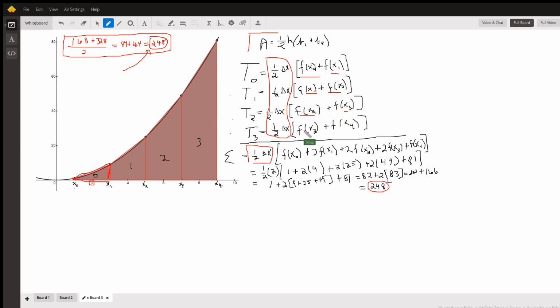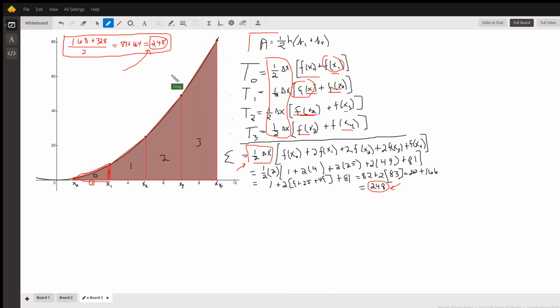And what you'll notice is that the left-hand f of x sub 0 and the right-hand f of x sub 4 only appear once, but all the other ones appear twice. F of x sub 1, f of x sub 1, f of x sub 2, f of x sub 2, and so on. And that's where the general formula comes from for the trapezoidal rule. And if we substitute in the numbers, I'll let you view that, we do get an area of 248.